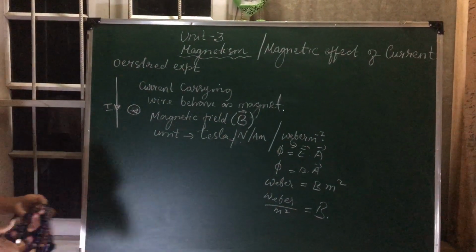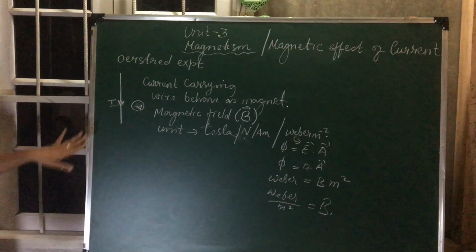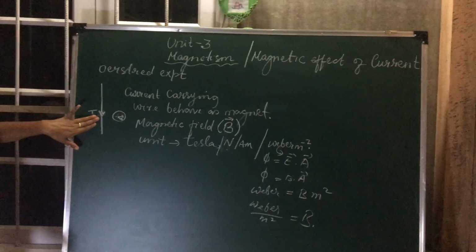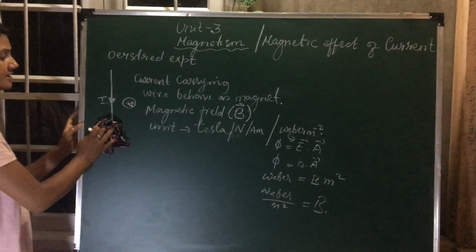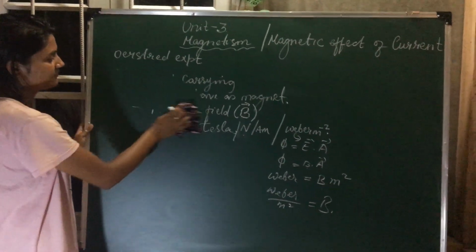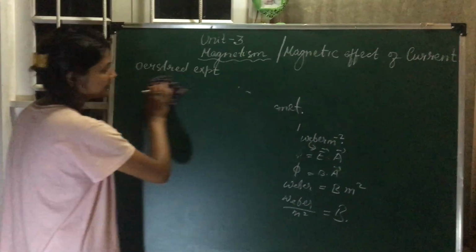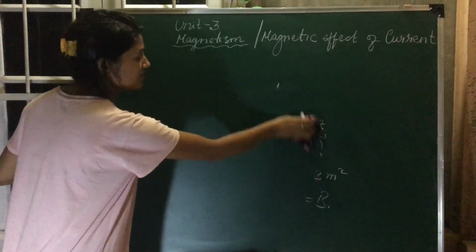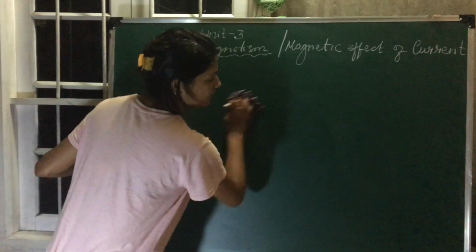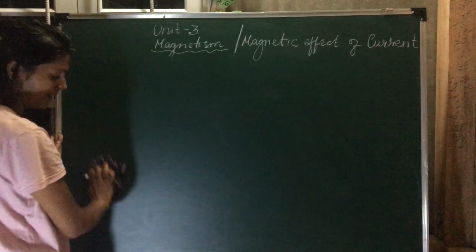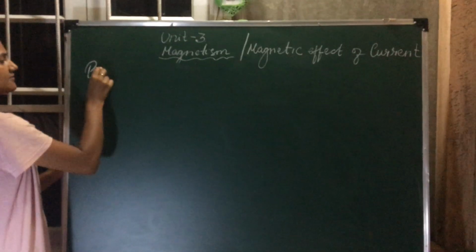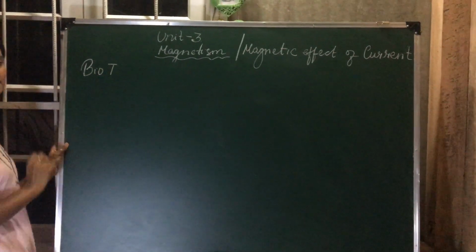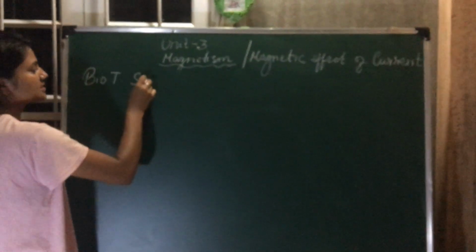Now how to find out the magnetic field due to a current carrying loop or a wire. This was first found, let me say, by Biot-Savart. The T is silent.